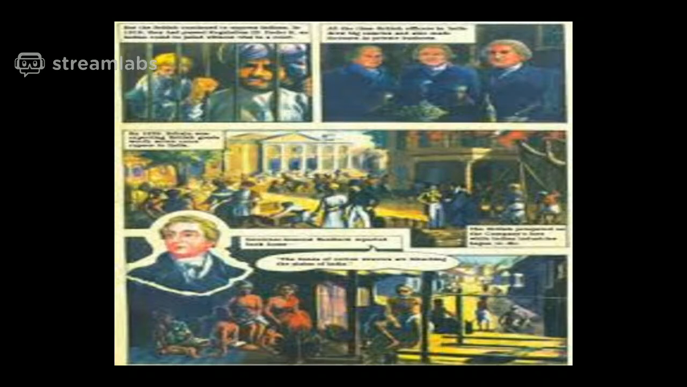Another cruelty was that the British officers in India drew big salaries. Indians could hardly get any salary, or only a petty salary, whereas the British drew big salaries and made fortunes in private business. This we had already discussed. And now, the next picture.